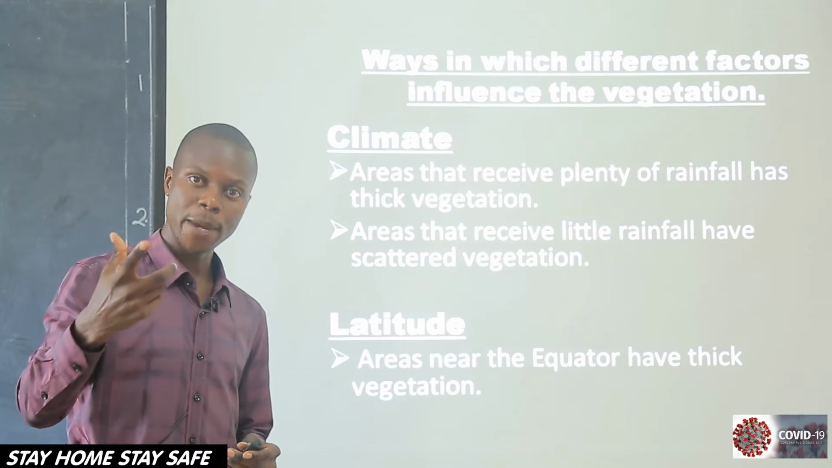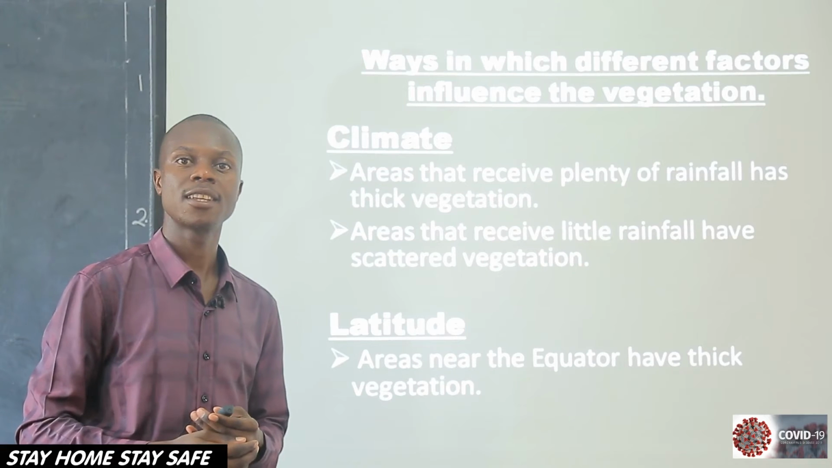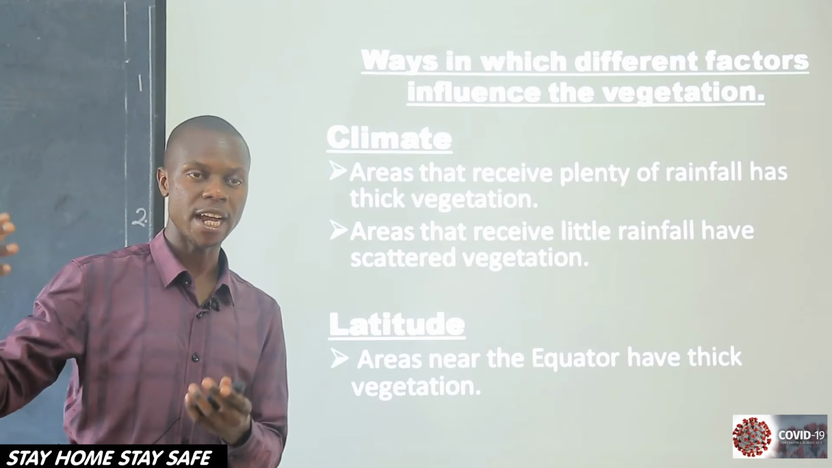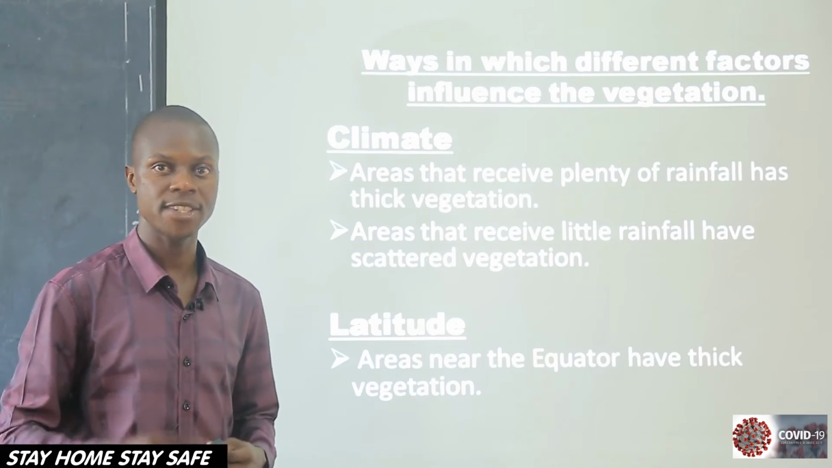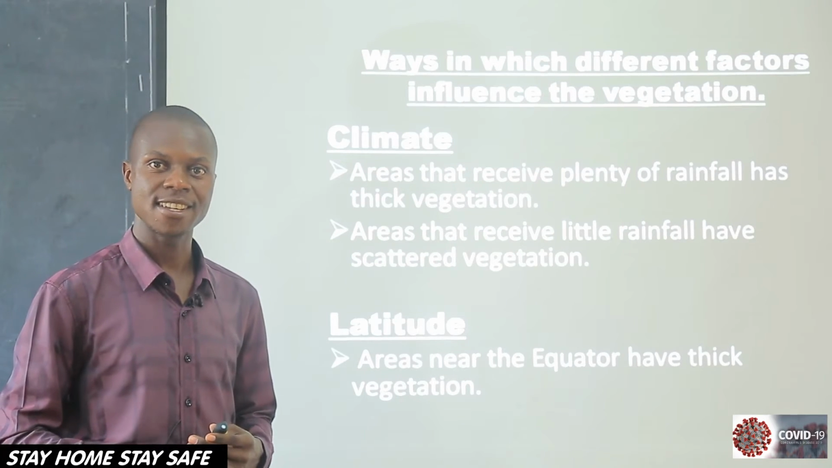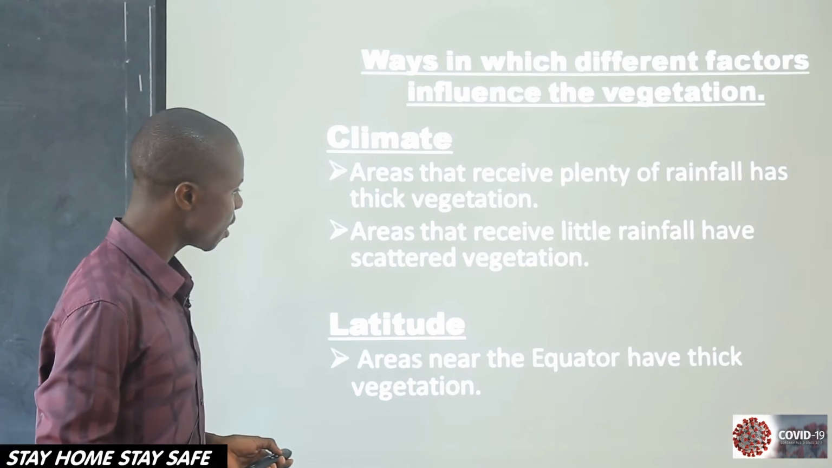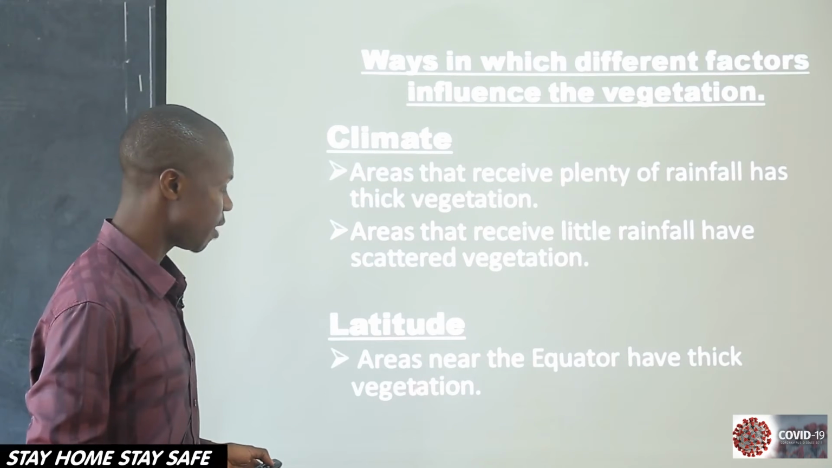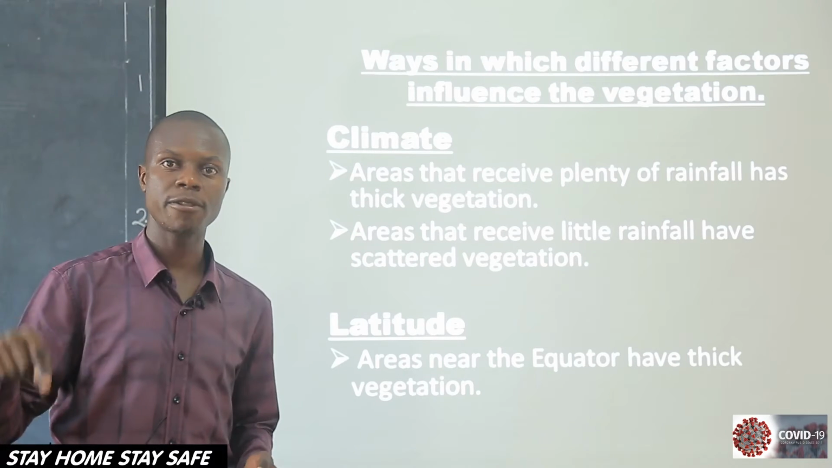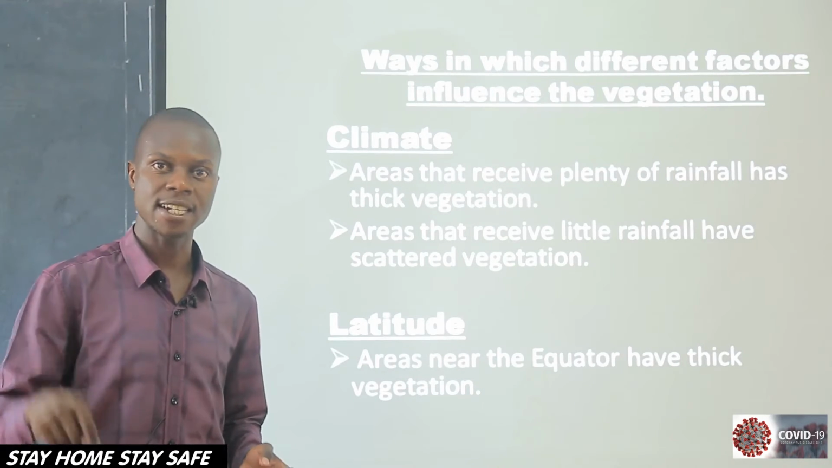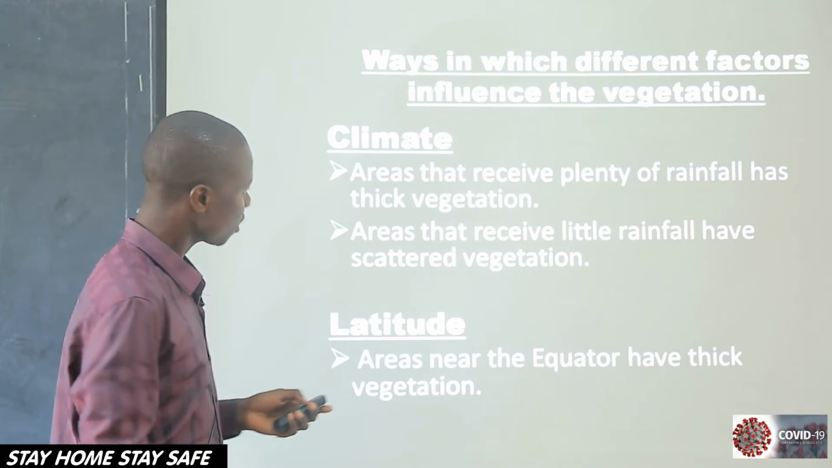Then what happens to those places that are far away from the equator? It means they experience little or no rainfall. Therefore, they will also have scattered vegetation. Is that clear? So you have two alternatives here. You can say areas near the equator have thick vegetation, or the other way around, areas far away from the equator have scattered vegetation. Is that okay? All right.